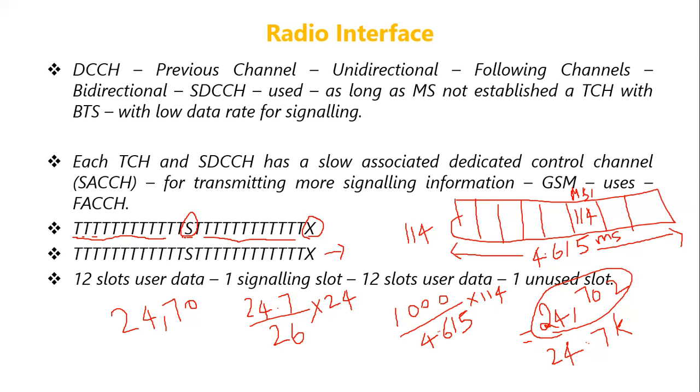If you calculate, 24.7 divided by 26 into 24 is nothing but 22.8 kilobits per second. So our actual data rate for transmitting these 24 slots is 22.8 kilobits per second. This is how this particular concept works.